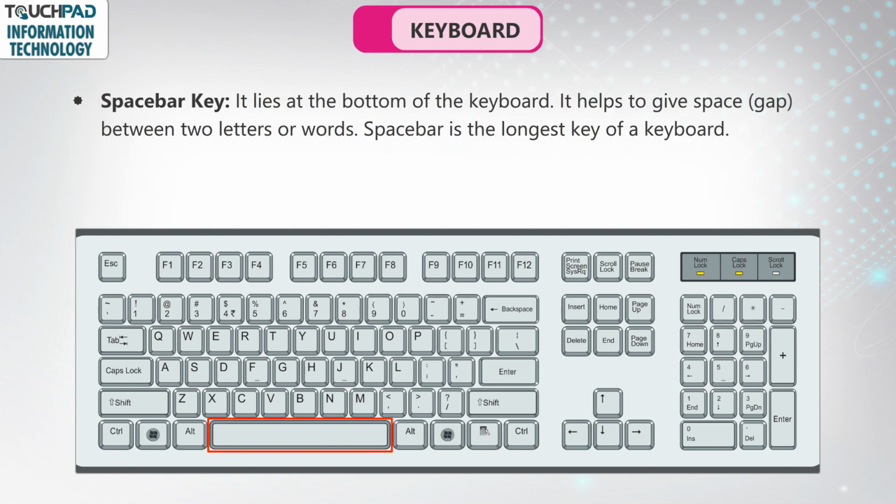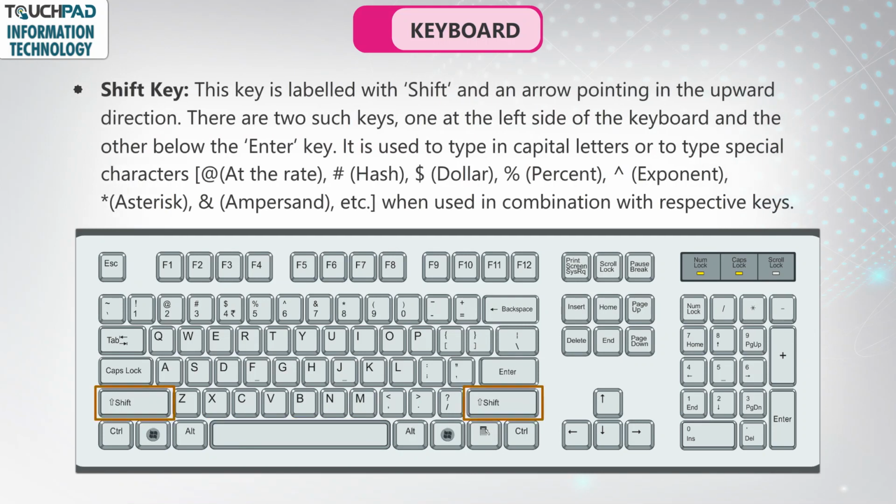Spacebar key. It lies at the bottom of the keyboard. It helps to give a space gap between two letters or words. Spacebar is the longest key of a keyboard. Shift key. This key is labeled with shift and an arrow pointing in the upward direction. There are two such keys, one at the left side of the keyboard and the other below the enter key. It is used to type in capital letters or to type special characters, @, hash, dollar, percent, exponent, asterisk and ampersand, etc., when used in combination with respective keys.